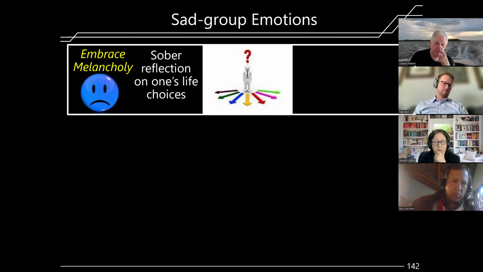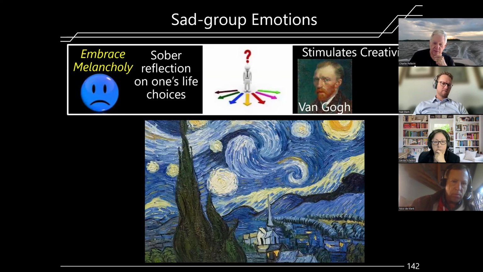Melancholy, sober reflection on life's choices. Van Gogh was kind of a mediocre painter, and his paintings are interesting, but the things that made him famous were the things that he painted when he was in this insane asylum after he cut off his ear in Arles, France.